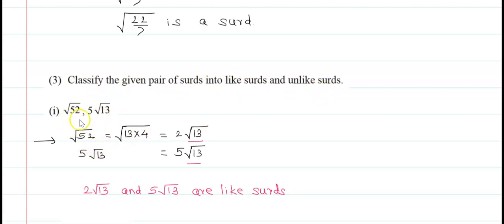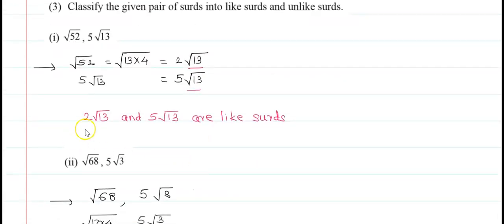Now, see this here. The order is the same here. Again, can we simplify this? Yes, we can simplify it. The root of 52 can be written as 13 into 4. Now, what is the square root of 4? Which is 2. So root of 52 is equal to 2 root 13. And next is 5 root 13. Here the order is the same. The radicand is also the same. Therefore 2 root 13 and 5 root 13 are like surds. It means if we simplify root 52 and 5 root 13, these are like surds.